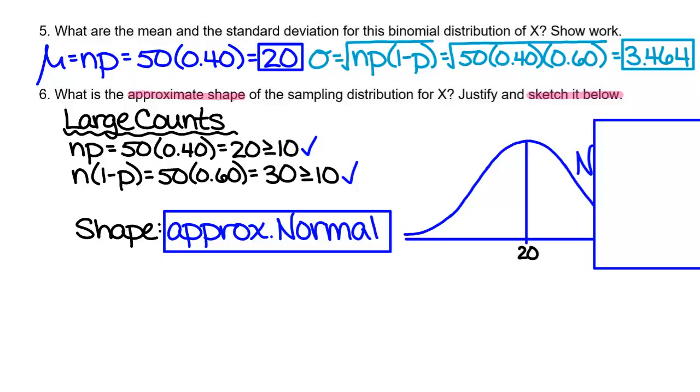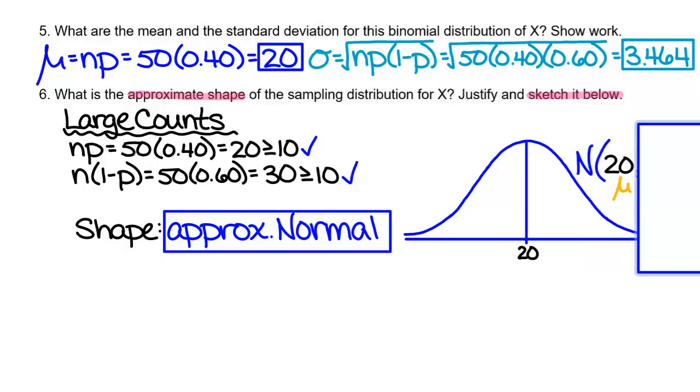What would go next to my big capital N? The mean and standard deviation, 20 and 3.5. Above the mean goes the symbol mu. And what else? 3.464 above the standard deviation symbol. Sigma. Perfect. Fantastic. All right.